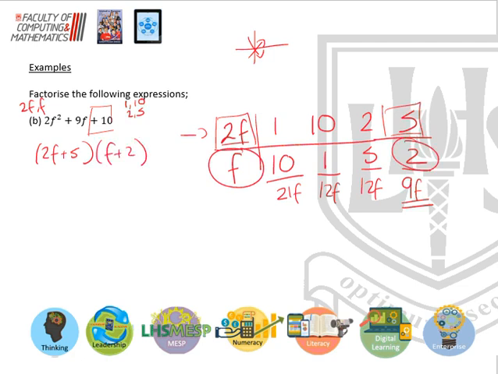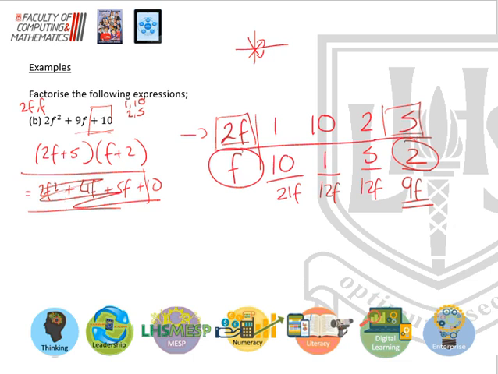If you wanted to make sure, especially if you've done a bit of work and a lot of testing, 2f times f gives you 2f squared, 2f times 2 is 4f, 5 times f is 5f, and 5 times 2 is 10. That gives me the 9f. Okay, that's just a wee double check. Don't need to write it.